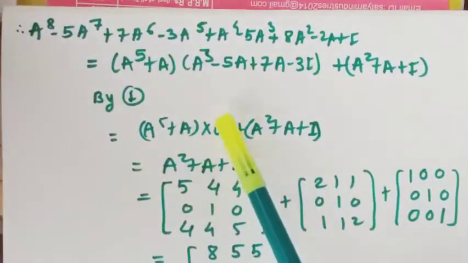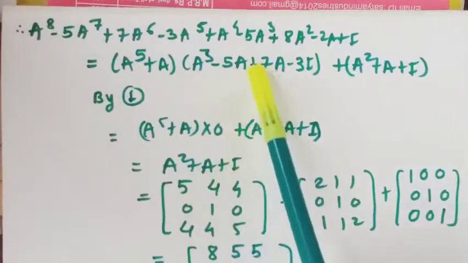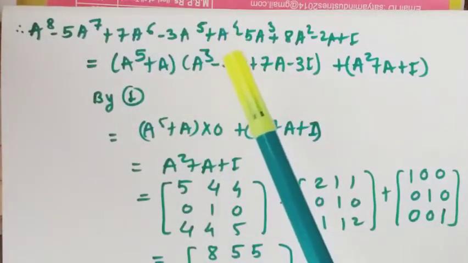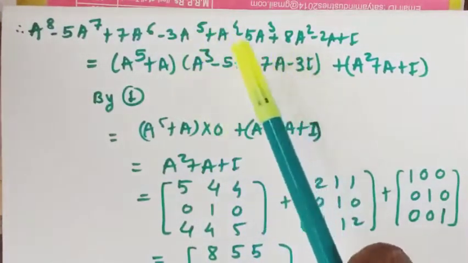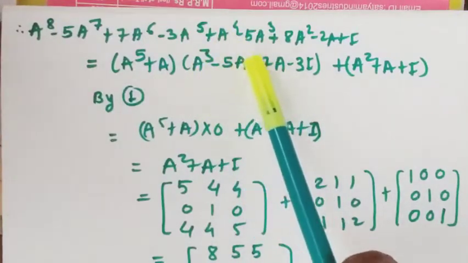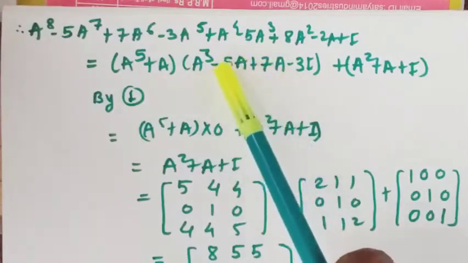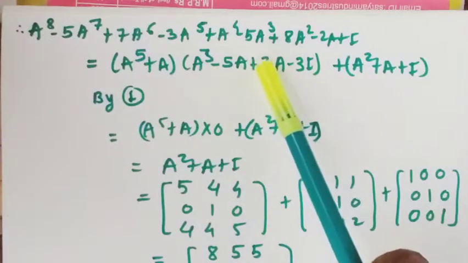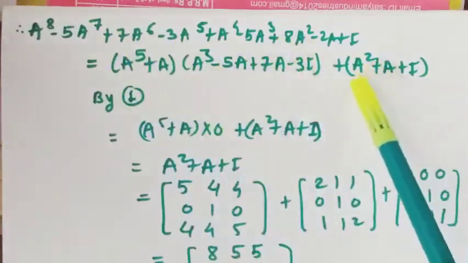This is the simplified expression, and for obtaining this simplified expression we make use of the Cayley-Hamilton theorem, because we get this polynomial from the Cayley-Hamilton theorem. Whatever polynomial you get from the Cayley-Hamilton theorem in the form of powers of A, by that polynomial we divide this expression to get the simplified form.